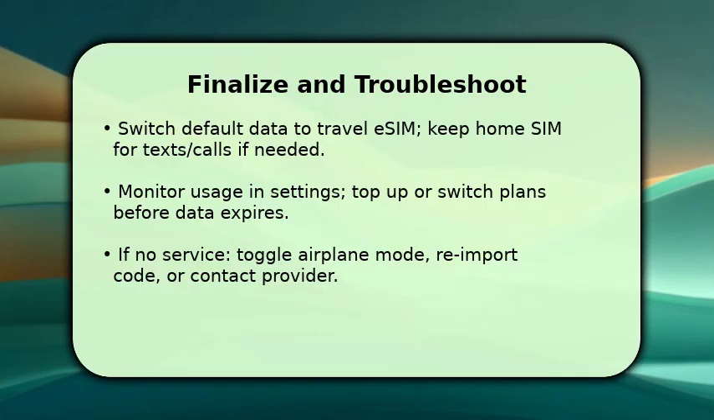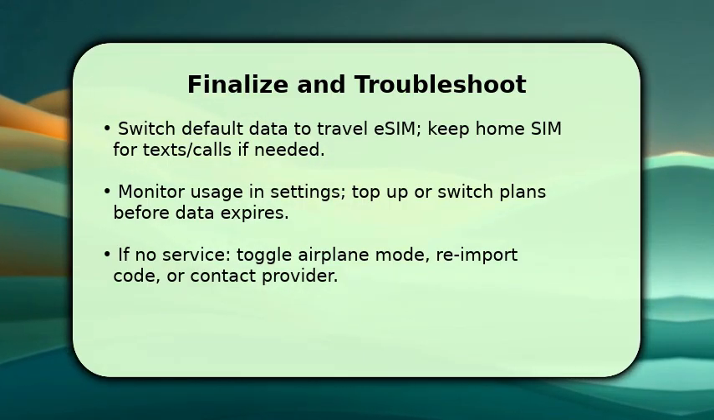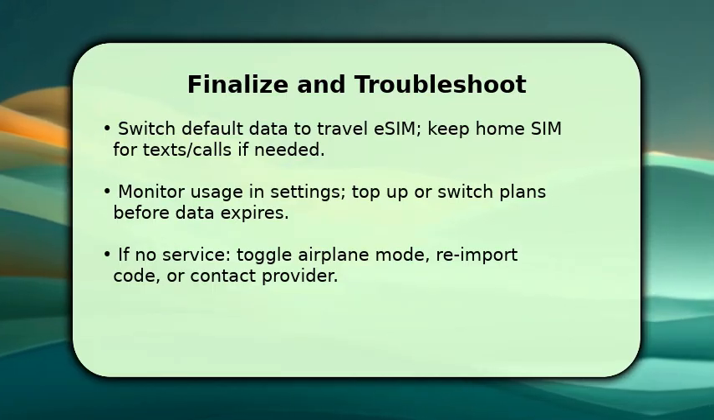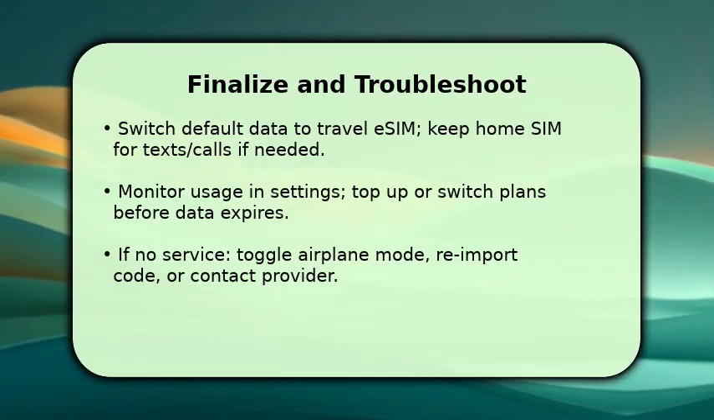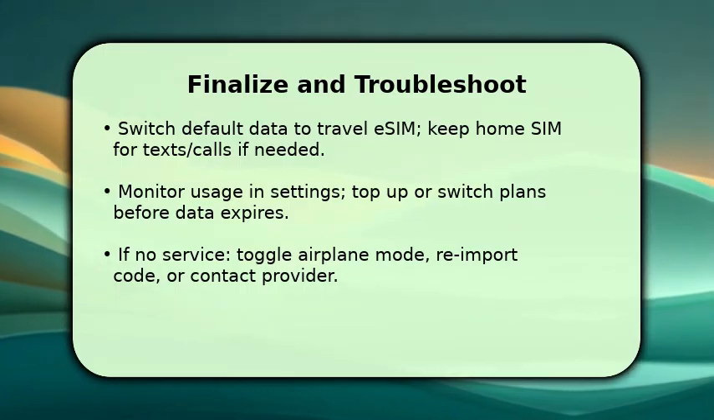You finish by making the travel eSIM your default data line while retaining your home SIM for voice or text if required. Make sure to track remaining data and expiry in the plan settings so you can top up or change plans before running out. If you need to save battery, restrict background data for big apps.